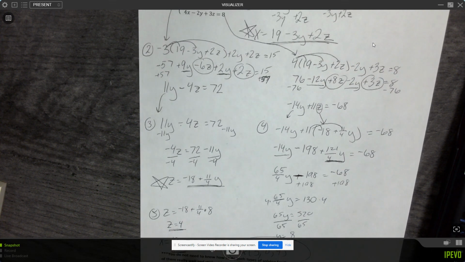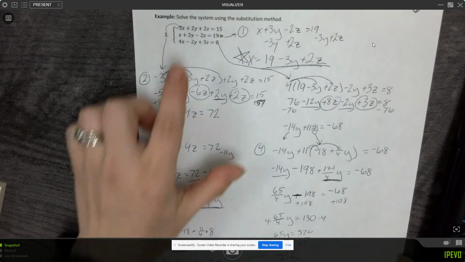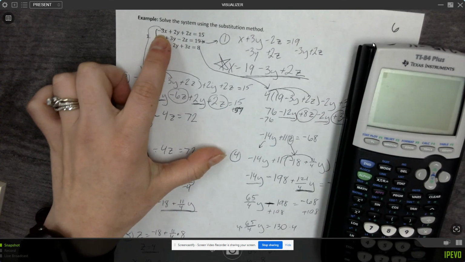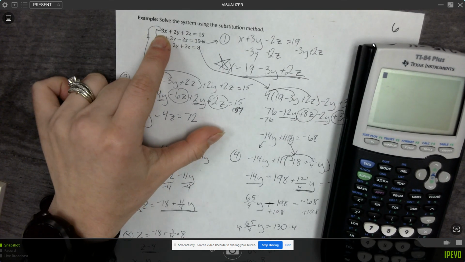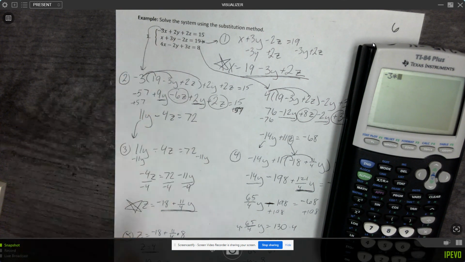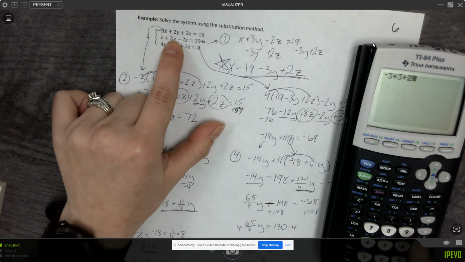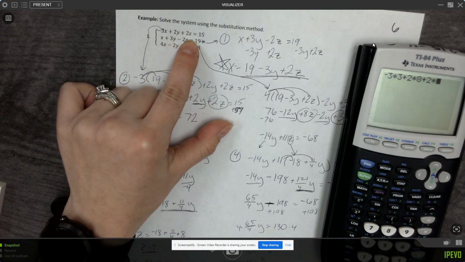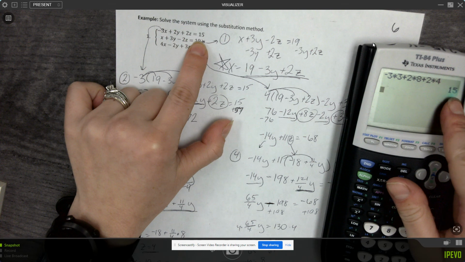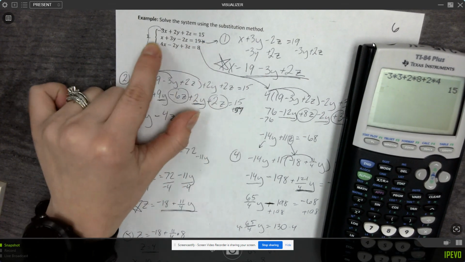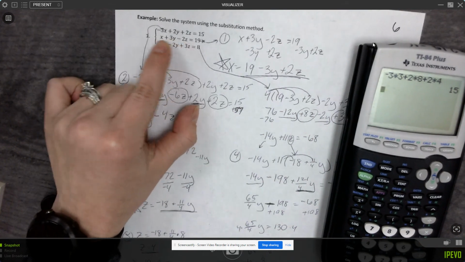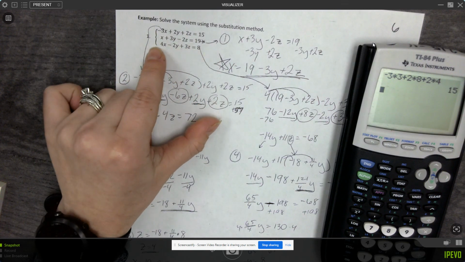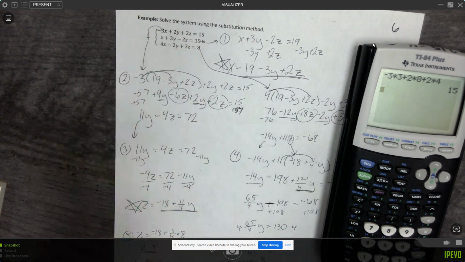To check it, which I know I'm going to run out of time, you're going to plug each one into each problem. So negative 3 times x, which was 3, plus 2 times your y, which was 8, plus 2 times z, which we found was 4. It is equal to 15. Yes, it is. Repeat your process. Plug in x, y, and z. Type it in. It should equal 19. Plug in x, y, z. Type it in your calculator. It should equal 8.